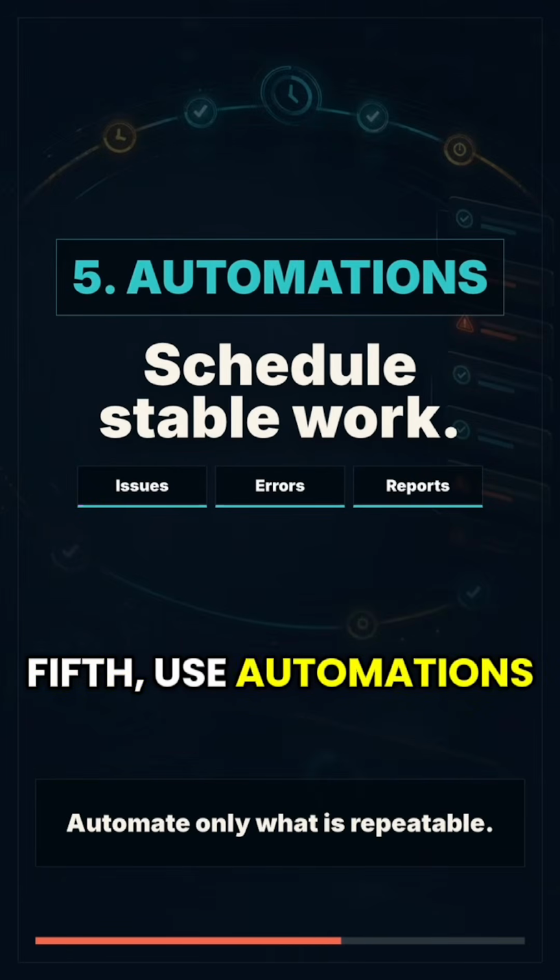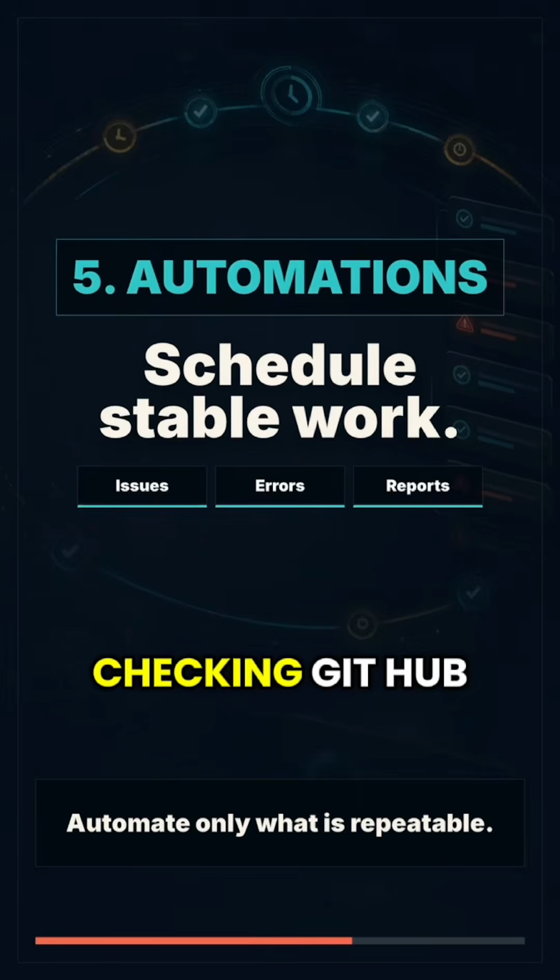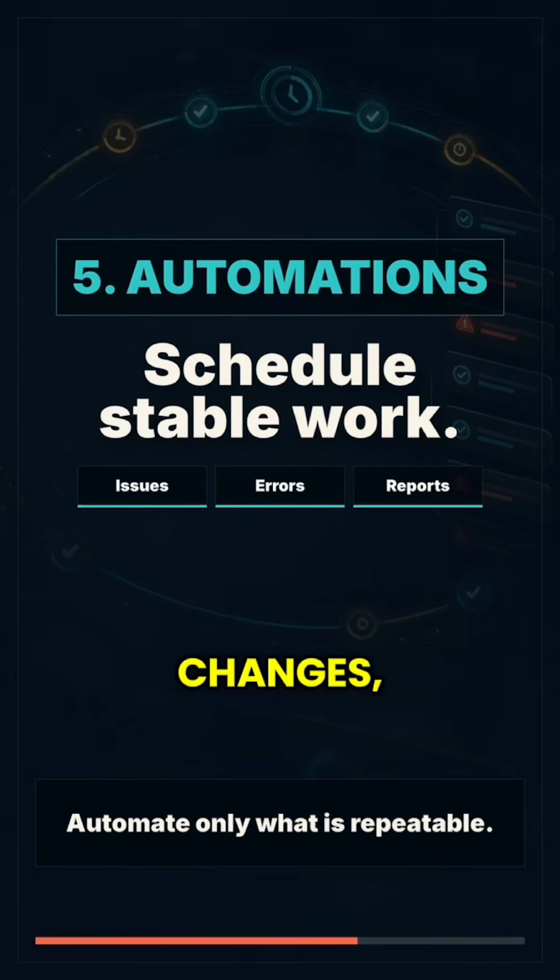Fifth, use automations for repeatable work. Automations are useful when the task is stable, like checking GitHub issues, summarizing project changes, watching recurring errors, or creating a regular report. But if the task still needs judgment, keep it manual first. Automate after the workflow is clear.